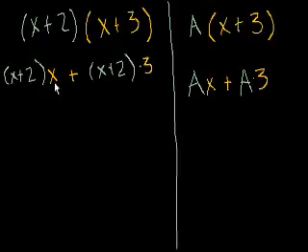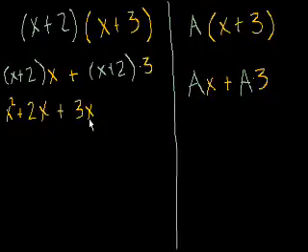We do distribution again with each part of this problem. What is x times x? Well, that's x squared. And then x times 2, well, that's 2x. So we did this left-hand side already. And now we do this right-hand side. What's 3 times x? Well, that's 3x. And what's 3 times 2? Well, that's 6.